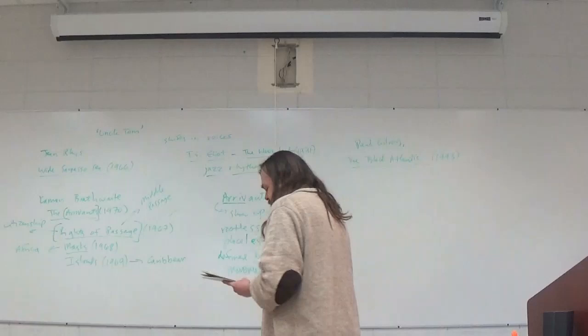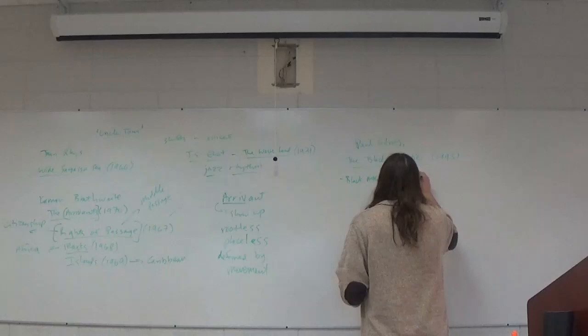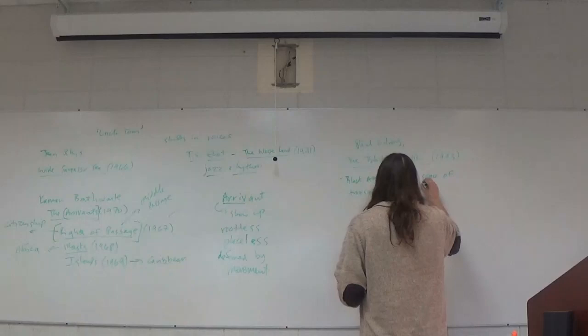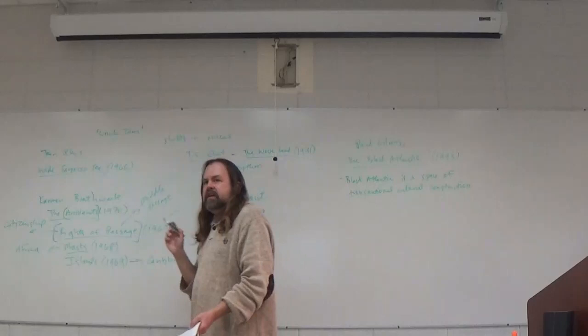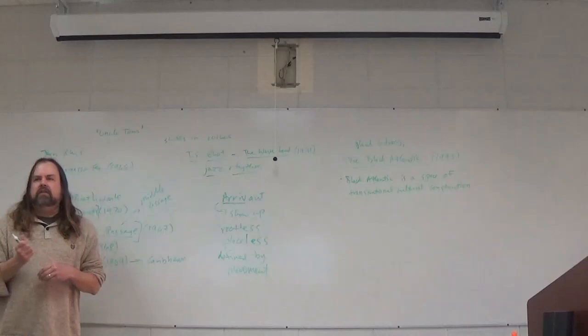So Gilroy first argues that the Black Atlantic is a space of transnational cultural construction, in part because the nations that were native to the Caribbean no longer exist. By and large, the native population of the islands were killed off by slavery and by European diseases.